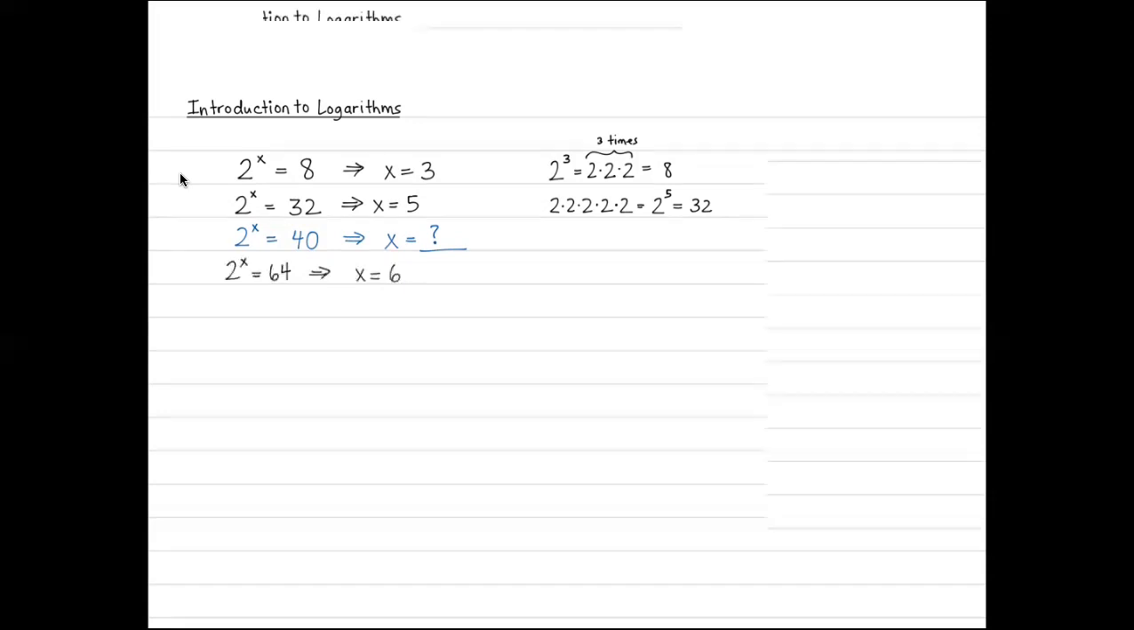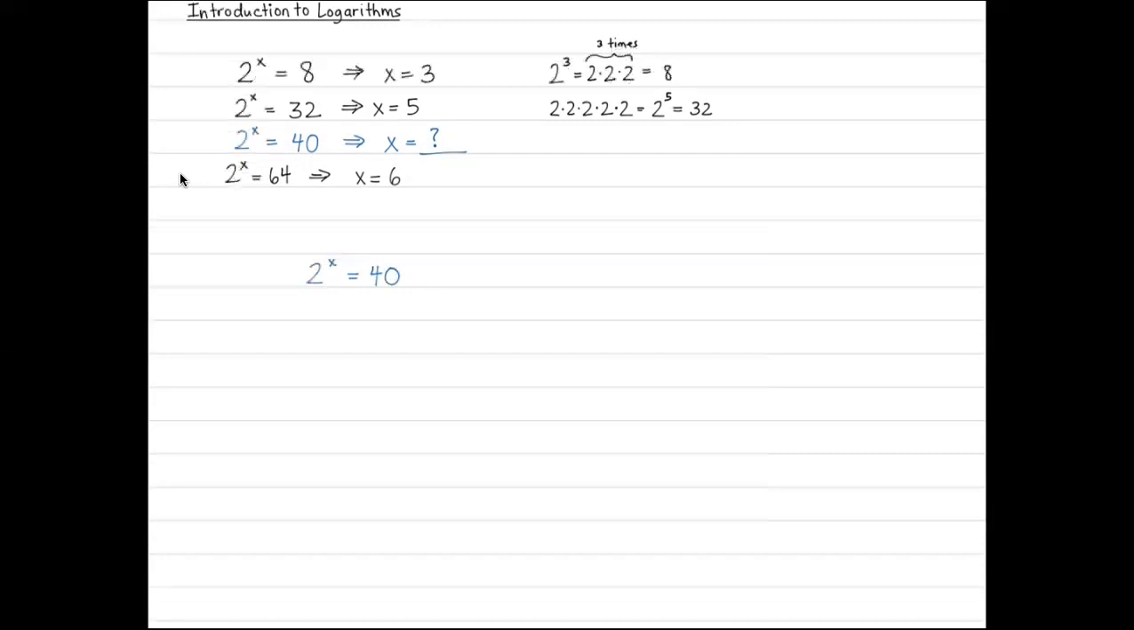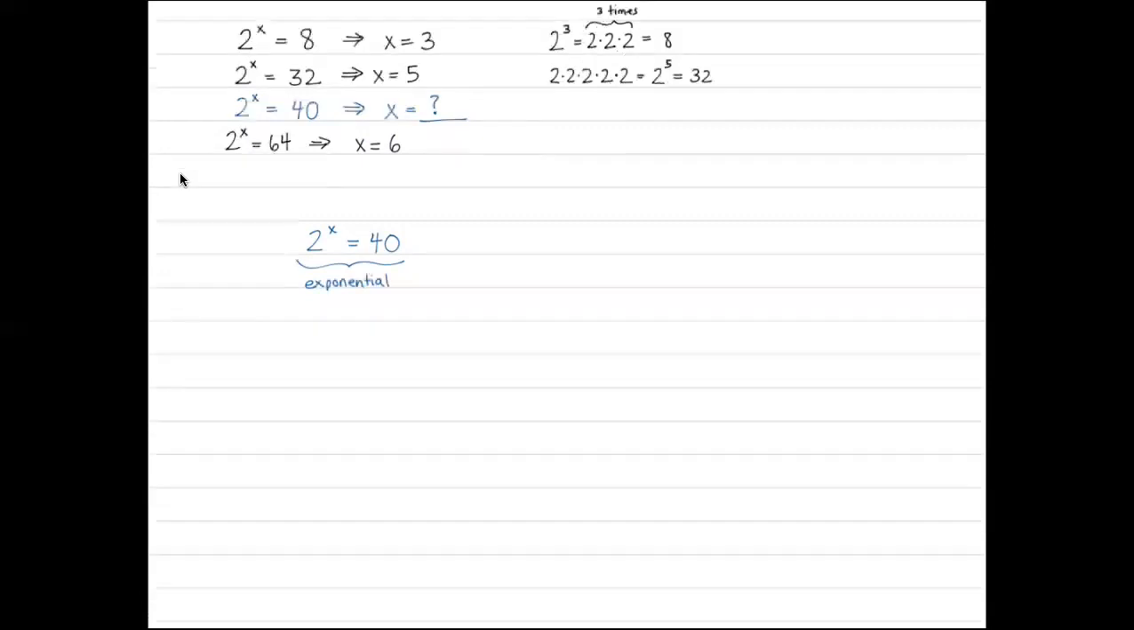So we're going to take this relationship here, 2 to the power of x is equal to 40. That's what I like to call exponential form. And we can take that and rewrite it a little bit. So rather than saying 2 to the power of what gives me 40, instead we can write log base 2 of 40 is equal to x.